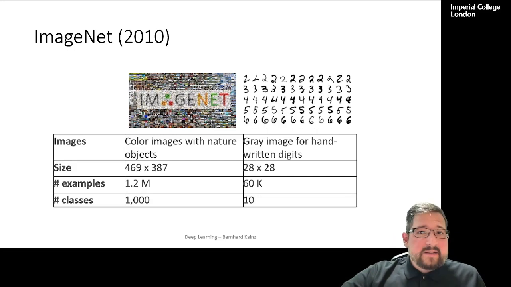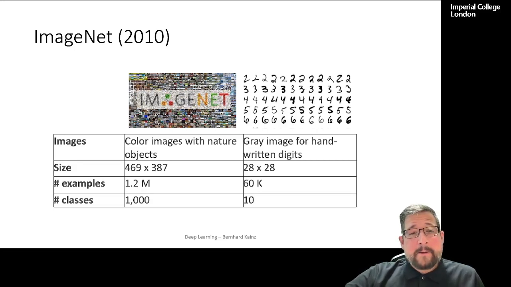ImageNet was released in 2010 and was considered a massive data set at the time. It contained a whopping 1.2 million examples distributed across 1,000 different classes. To give you some context, compare this to MNIST, which only had 60,000 samples and 10 classes. And not only did the quantity of data change, but also the complexity. So ImageNet featured images with dimensions around 469 by 384 pixels. This is a significant jump from MNIST's 28 by 28 pixels.